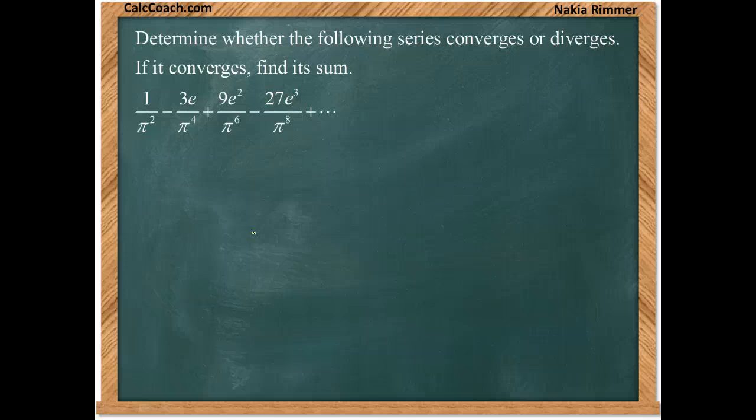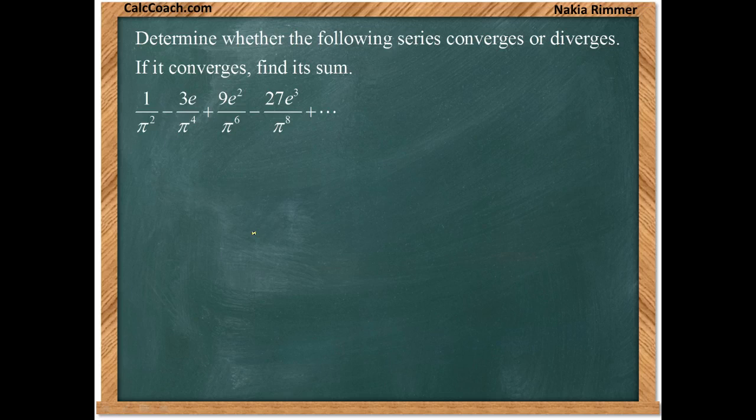Determine whether the following series converges or diverges, and if it converges, find its sum. The series starts off as 1 over pi squared. The second term is minus 3e over pi to the fourth. And then we have 9e squared over pi to the sixth and minus 27e cubed over pi to the eighth.